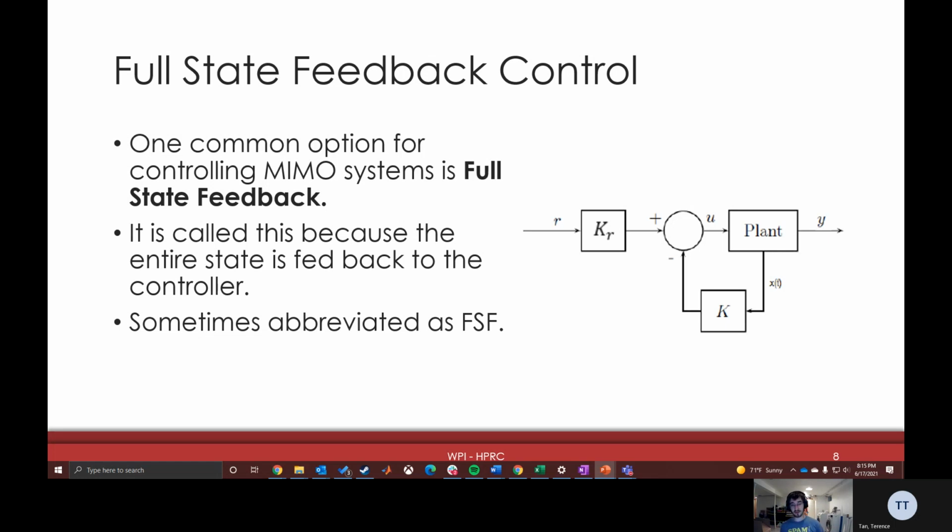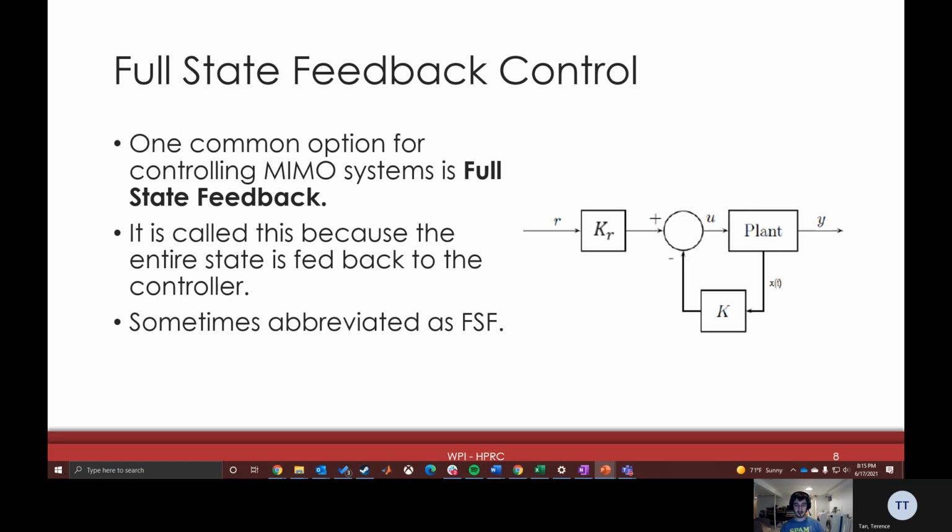It's called full state feedback because you're feeding back the entire state vector to the control, rather than PID, where you're only sending back one number, and that's what's controlling it. Full state feedback is the whole thing. Sometimes we write it as FSF.